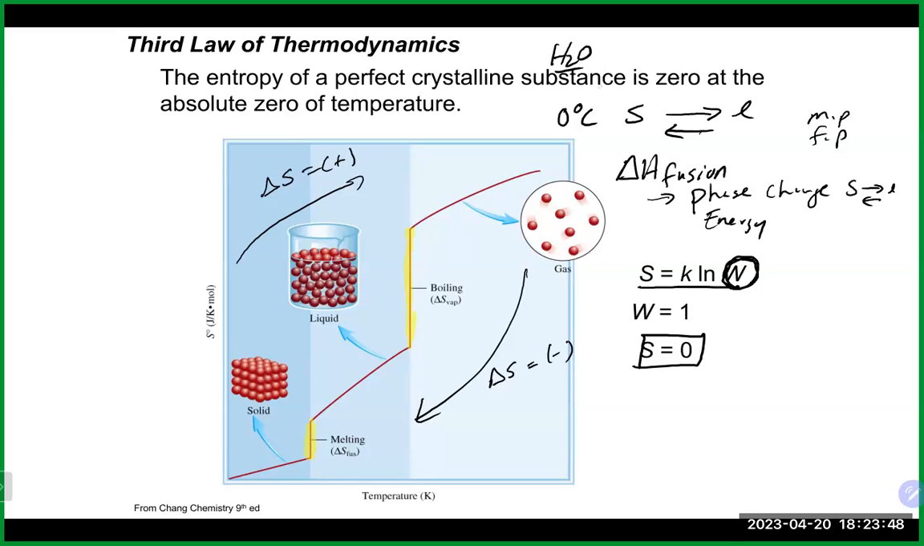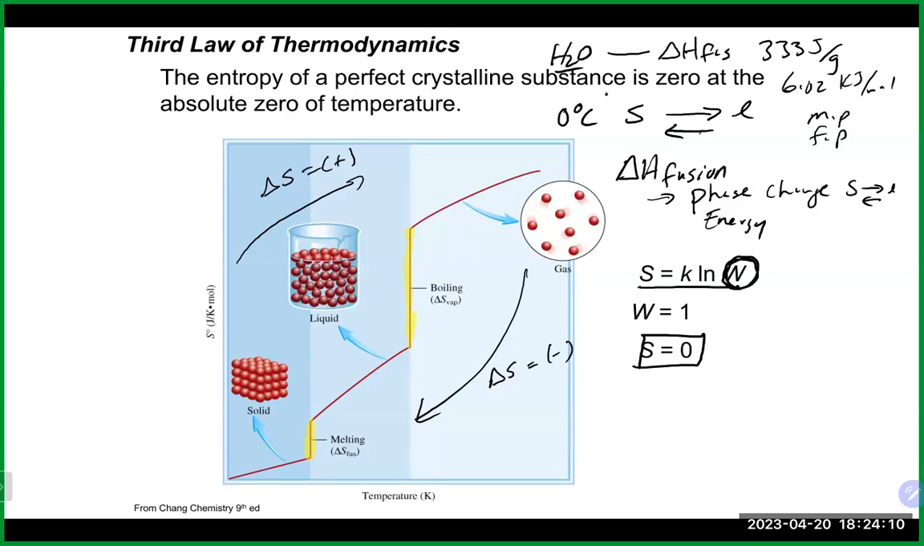So for example, for water, delta H of fusion is roughly 333 joules per gram, which is roughly 6.02 kilojoules per mole, give or take 1 or 2 digits. And that is the energy required to do that.